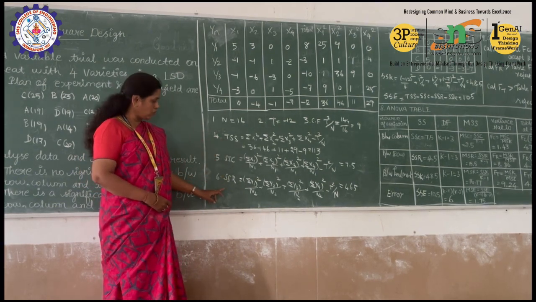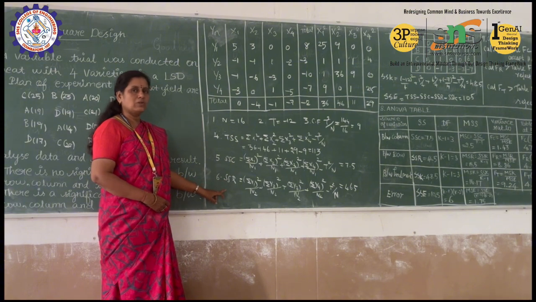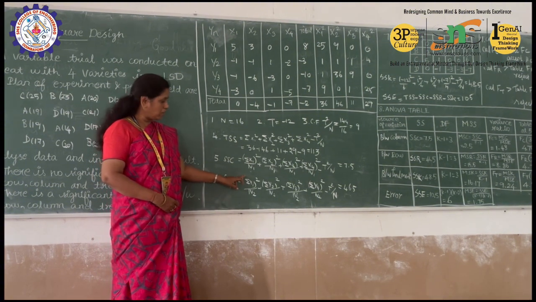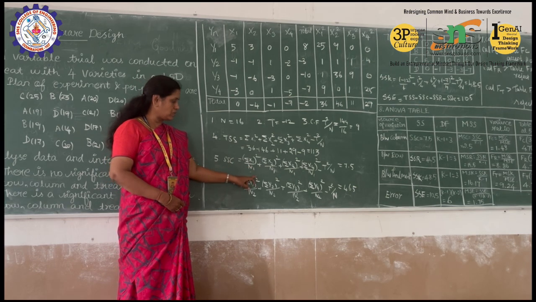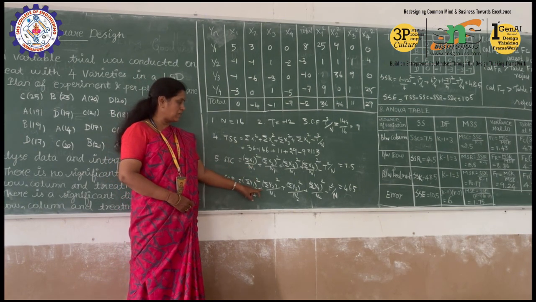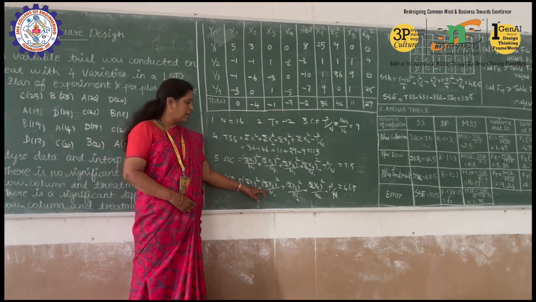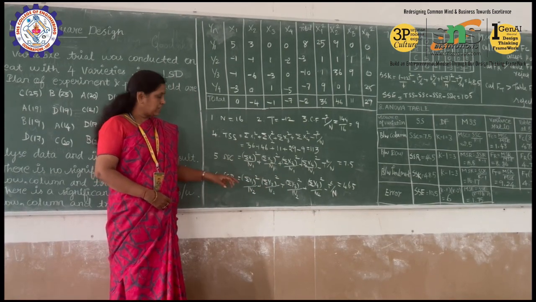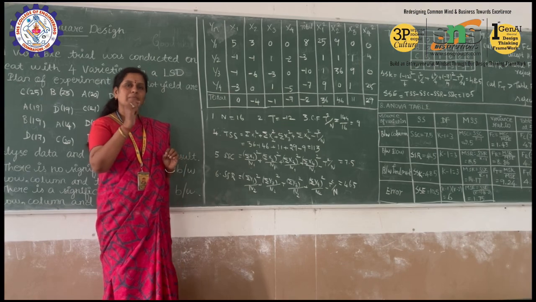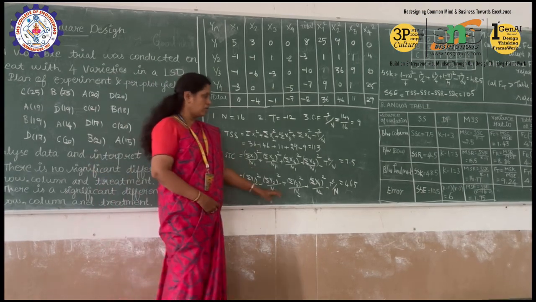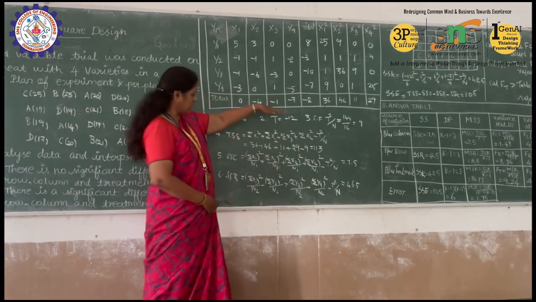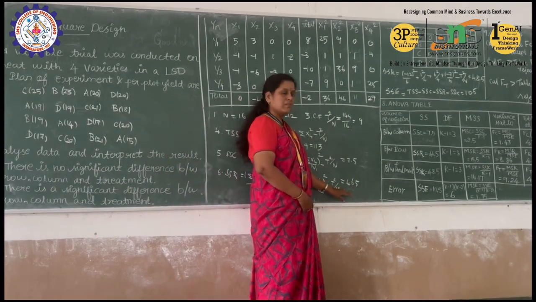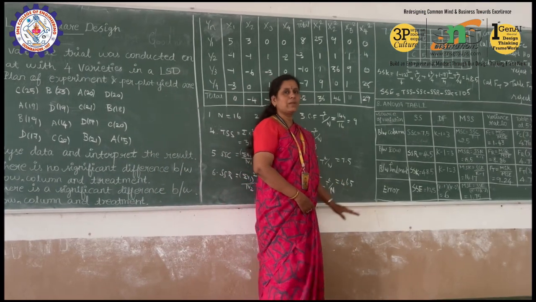Next we are supposed to find the SSR value, that is the sum of squares between rows, which is calculated by the formula: summation of y1 the whole square by n2 plus summation of y2 the whole square by n2, etc., minus T square by N. Here n2 is the number of elements in each row. So by substituting the values and simplifying, we get a value equal to 46.5.